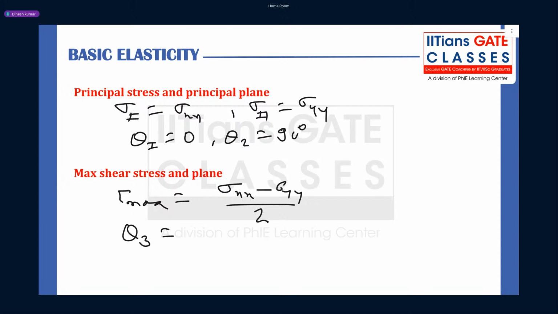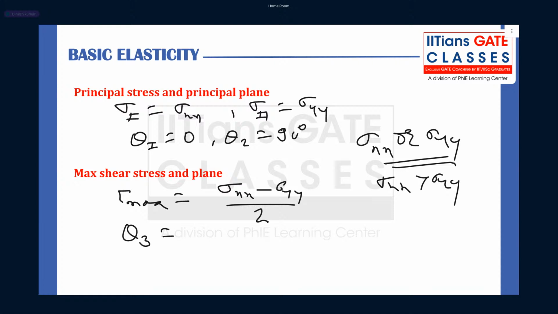What will be theta 3? It will be plus minus 45 degree, both. It depends on the magnitude of sigma xx and sigma yy. Suppose my sigma xx is greater than sigma yy, then tell me, will theta 3 be plus or minus? Why, Gopal? If sigma xx is greater than sigma yy, the angle will be minus 45 degree.